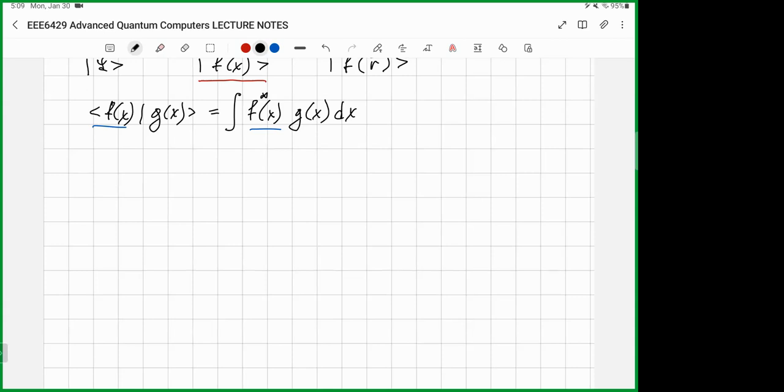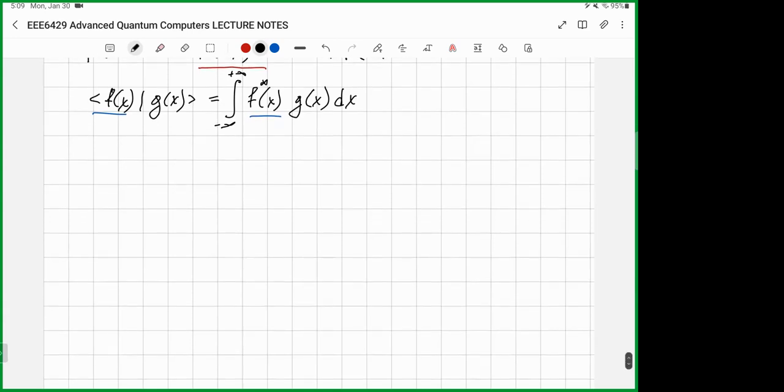So this is the integral of a product of two functions. The result is also a constant. For example, if you take your integral from minus infinity to plus infinity, you will get some constant. In this sense, this operation is similar to what we are used to in the vector space.